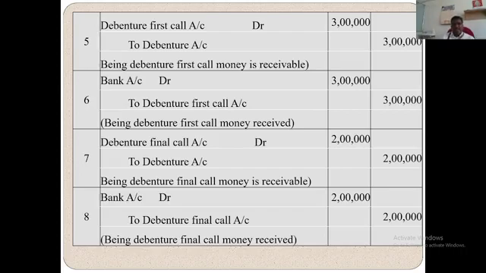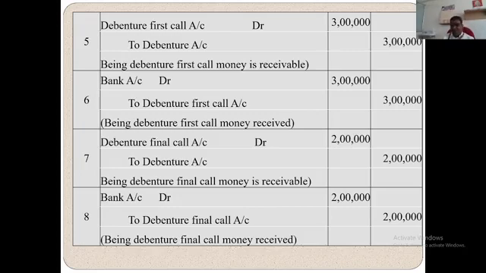Next, debenture first call money due. Debenture first call account debited to debenture account. How many debentures? 10,000 debentures at the rate of rupees 30 each. 10,000 into 30, 3 lakh debited to debenture first call account. Then 3 lakh credited to debenture account. Then debenture call money received. So, journal entry, bank account debited to debenture first call account, being debenture first call money received. How much due? 3 lakh. So it is fully received, 3 lakh.